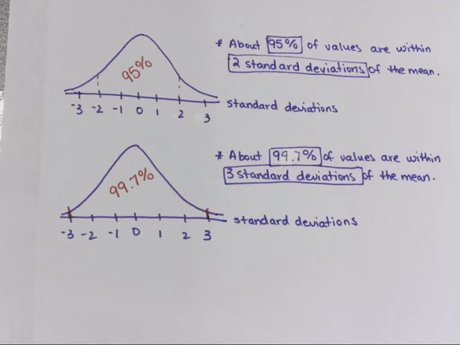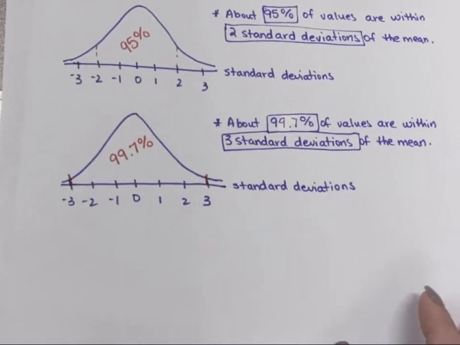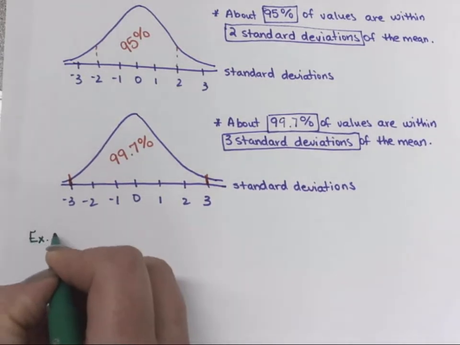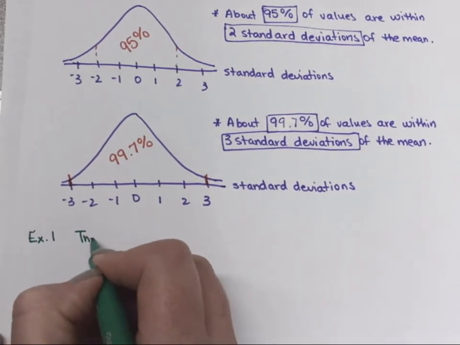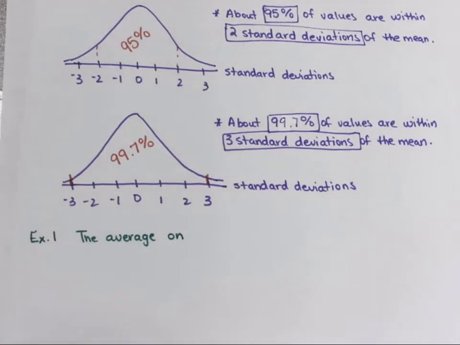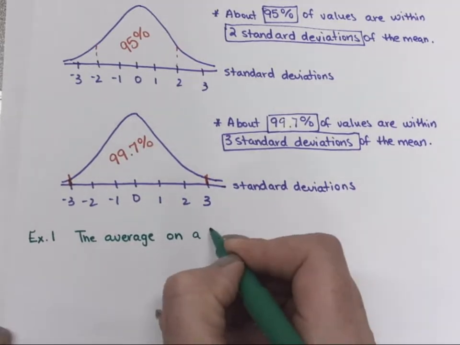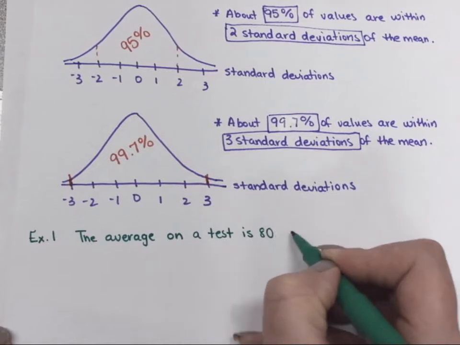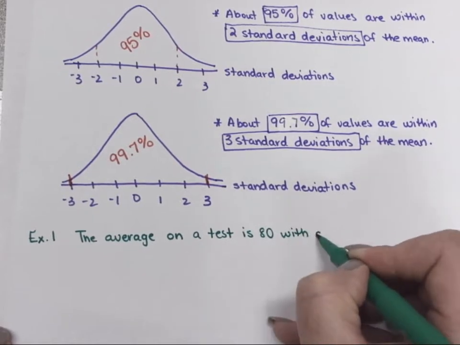So let's look at an example problem, and I want to break down these percentages a little bit further, but I just want you to know I need you to start to commit those to memory a little bit. So let's say that the average on a test is 80, with a standard deviation of 5.